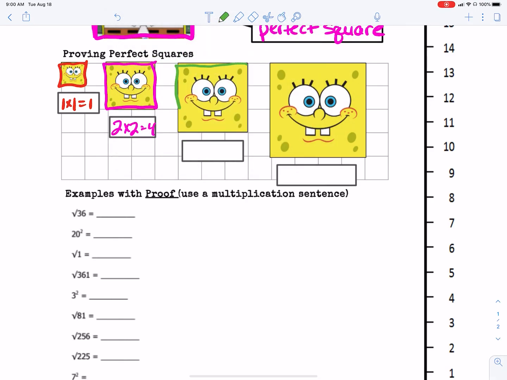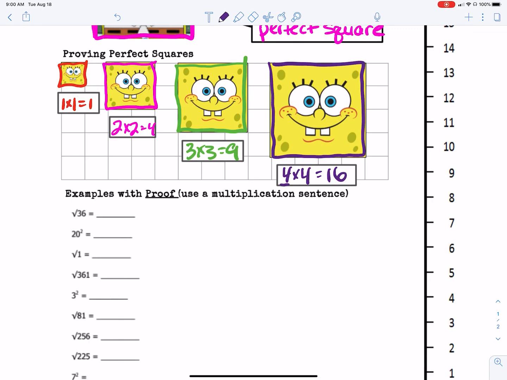So here we have a 3 by 3 square, and that equals 9. So 3 is your square root, 9 is your perfect square. And then we have a 4 by 4 square, and that equals 16. So 4 is your square root, 16 would be your perfect square.